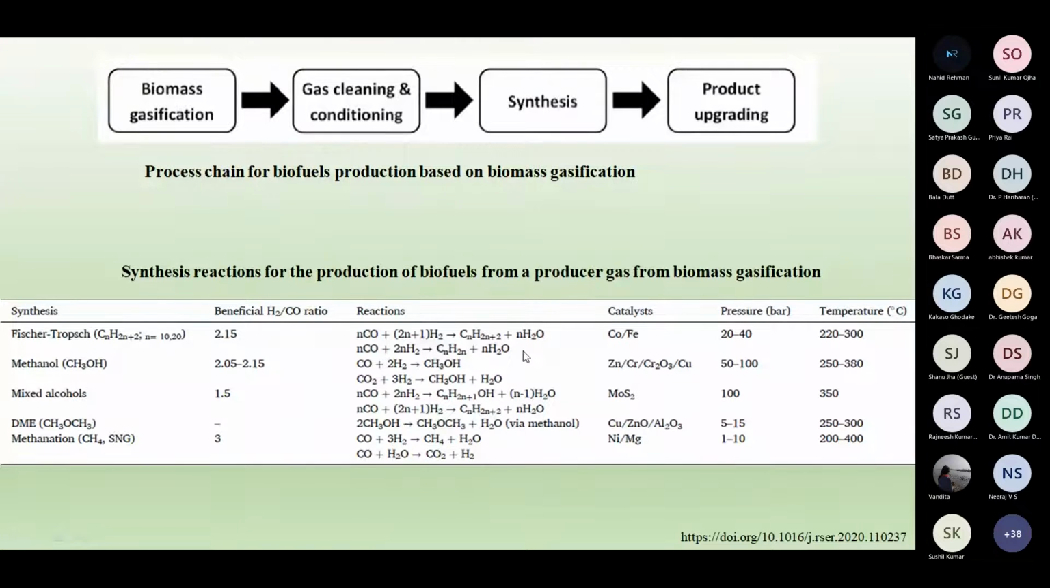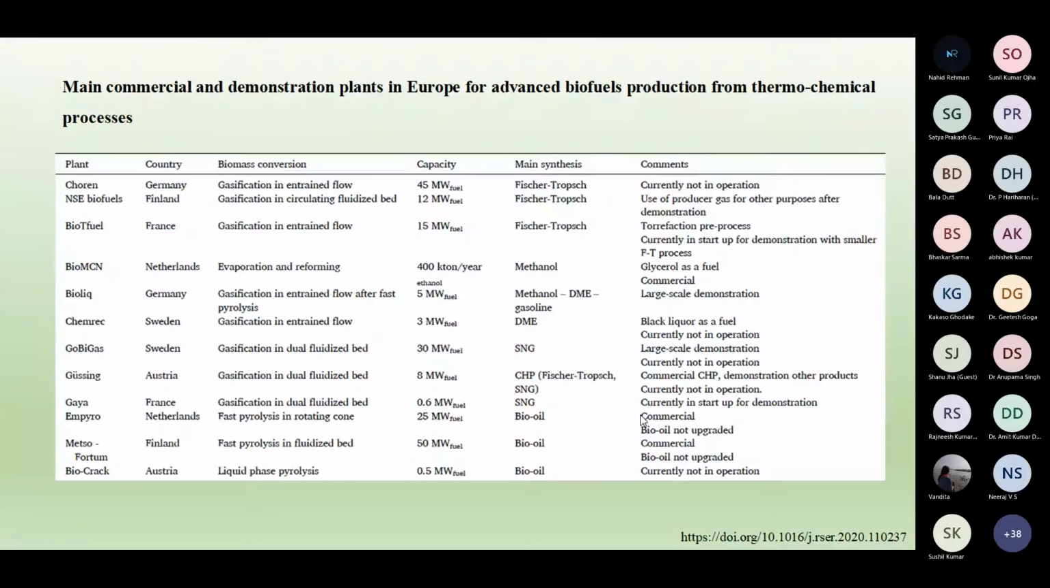hydrocarbons can be used for production of energy using various catalysts. Here nanotechnology is playing a role. So mainly some of the commercial and demonstration plants in Europe for advanced biofuel production using thermochemical processes are being studied. Someone asked about this hydroprocessed oil, which is giving a good amount of energy, and that is true.